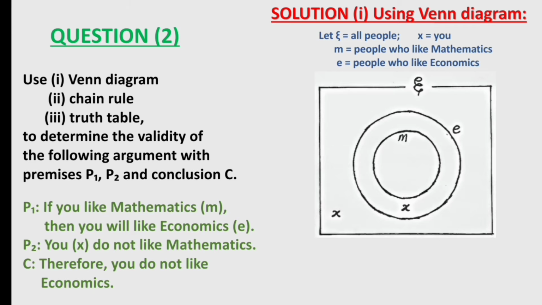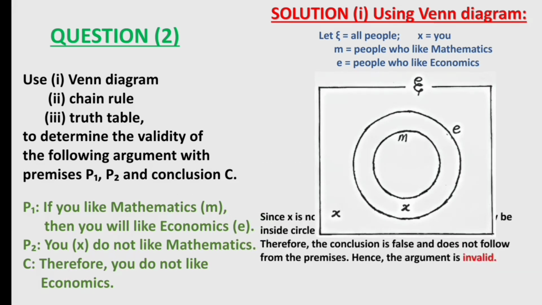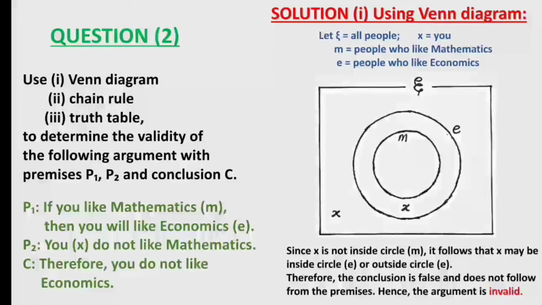Premise 2 says, you, X, do not like mathematics. That means X is not inside the circle for mathematics; it's outside the circle for mathematics. That means X could be inside the circle for E, economics, or outside the circle for E. From what we can see, since X is not inside circle M, it follows that X may be inside circle E or outside circle E.